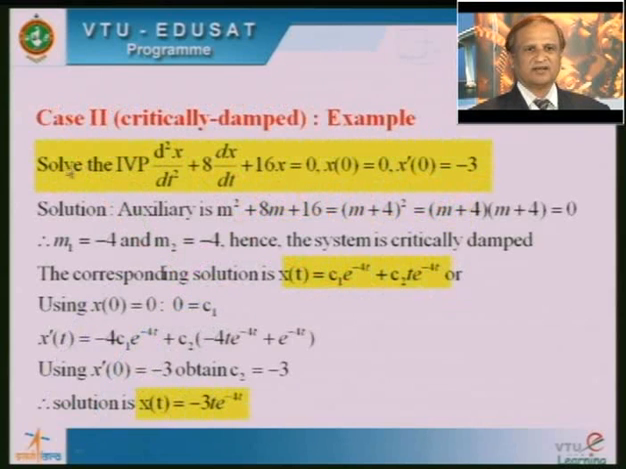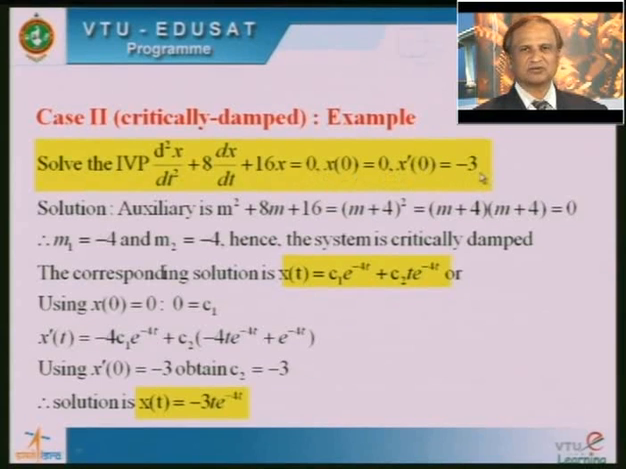Okay. We can solve one such type of example. Solve the initial value problem d square x upon dt square plus 8 into dx by dt plus 16x is equal to 0. They have given x of 0 is equal to 0, x single prime of 0 is equal to minus 3. Is it clear?